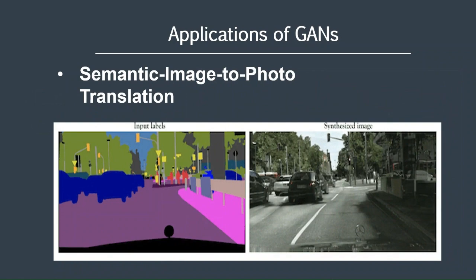Then semantic image to photo translation. A semantic image is an abstract representation and it is represented by a unique color or label. As you can see, this image is representing different colors for different things. This is given as an input and GANs convert this into realistic visuals by predicting textures, lighting and details.